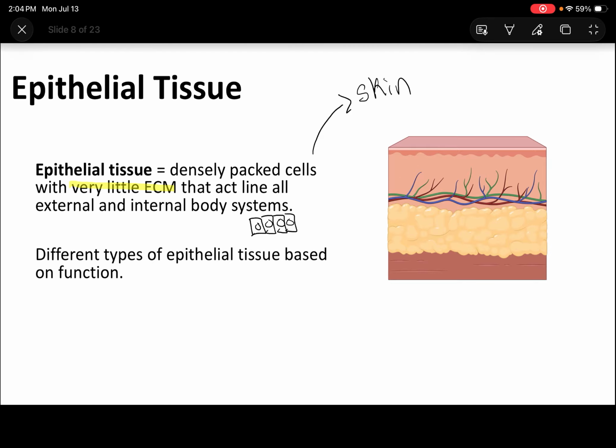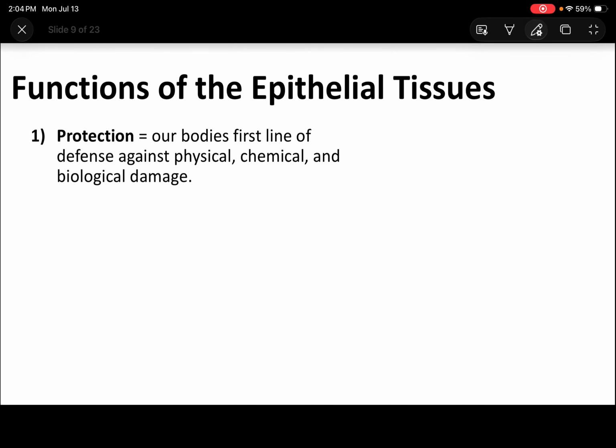So let's talk a little bit about some of the functions of epithelial tissues. The first is protection. This is going to be our body's first line of defense against physical, chemical, and biological damage. So again, our skin is protecting the rest of our body from bacteria, from other germs, from chemicals, right? Every time you're touching something out in the real world, your skin is acting as a protectant from whatever you're interacting with.